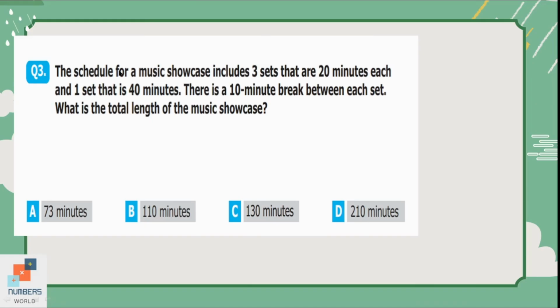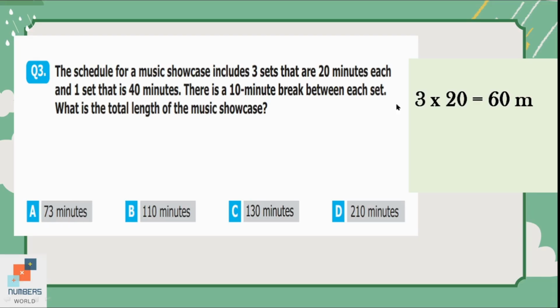Question number 3. The schedule for a music showcase includes 3 sets that are 20 minutes each and 1 set that is 40 minutes. There is a 10-minute break between each set. What is the total length of the music showcase? There are 3 sets of 20 minutes, so we will multiply 3 by 20. The total is equal to 60 minutes, and then there is a set of 40 minutes.